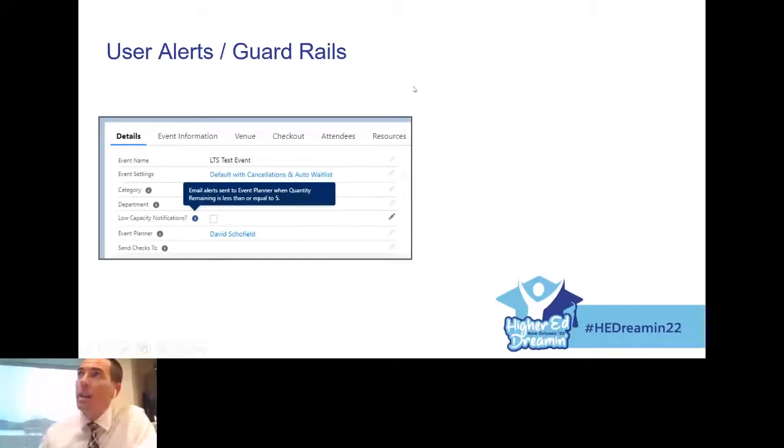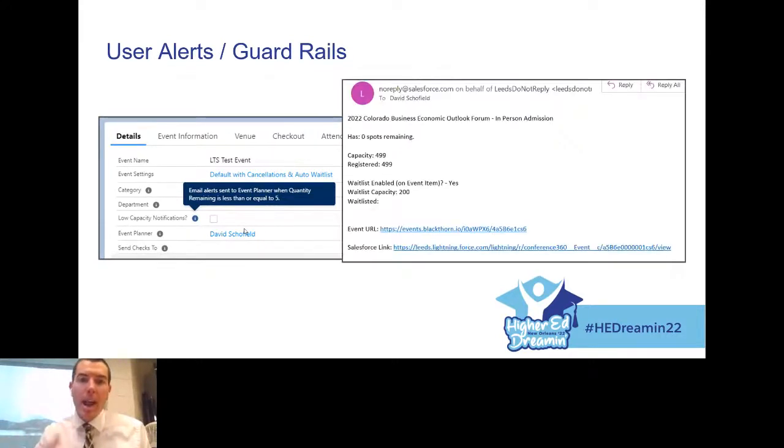And all I did was add a checkbox on here that says low capacity notifications. And then there's a workflow in the back that says, hey, if this box is checked and the capacity gets less than 5, then go ahead and send an email to this event planner. I think of it as some guardrails. So if they're really concerned about the capacity or anything, then now they can get an additional notification.